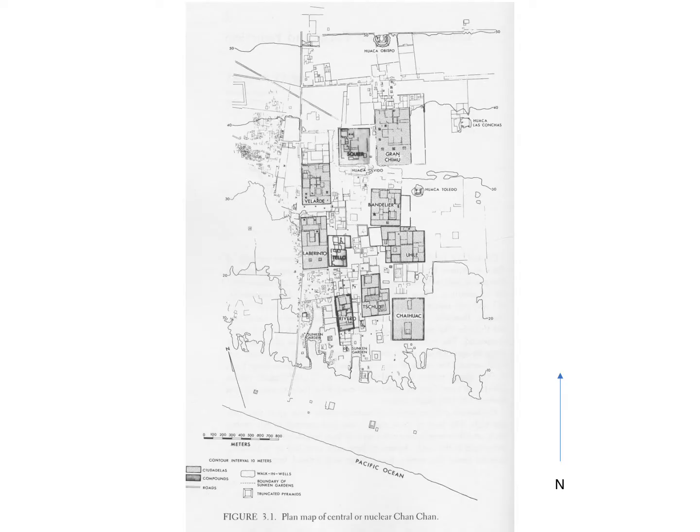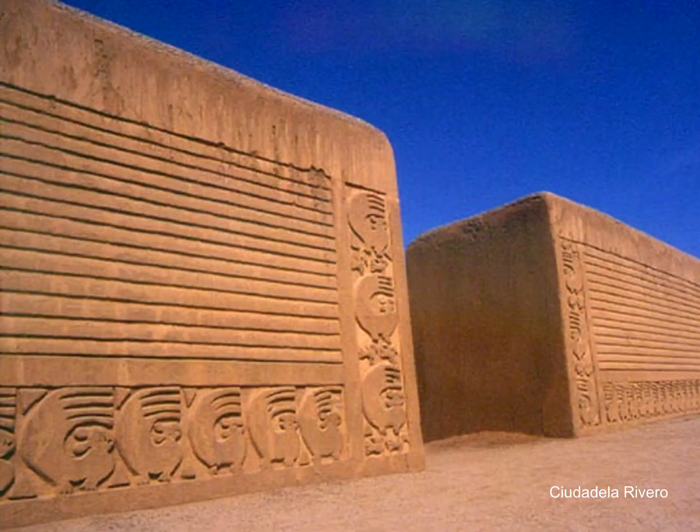So as I mentioned, right now we're looking at 10 different citadels. These are the citadels that have been excavated and protected at Chan Chan. They can either be called citadels or ciudadelas, depending on whether you are speaking Spanish or English. Here we're looking at the Rivero Citadel.